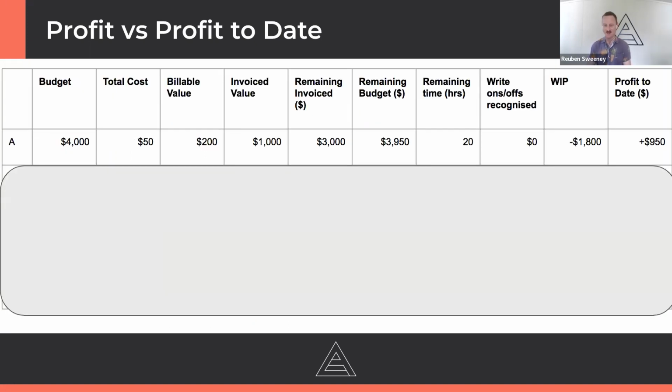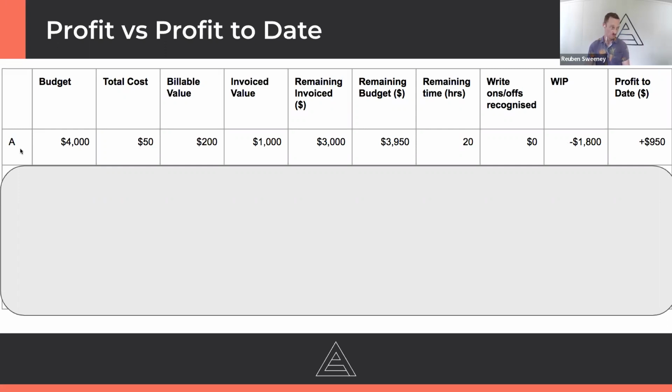Now, here's an amazing example for you. And we'll look at this in Link reporting, I should say. Don't bother doing this in XPM. XPM just doesn't have the depth of information required to reliably show you how your jobs are performing on a profit basis to date. It doesn't have enough. So here's an example. Here's what we need to know, and then I'll show you how we get it.